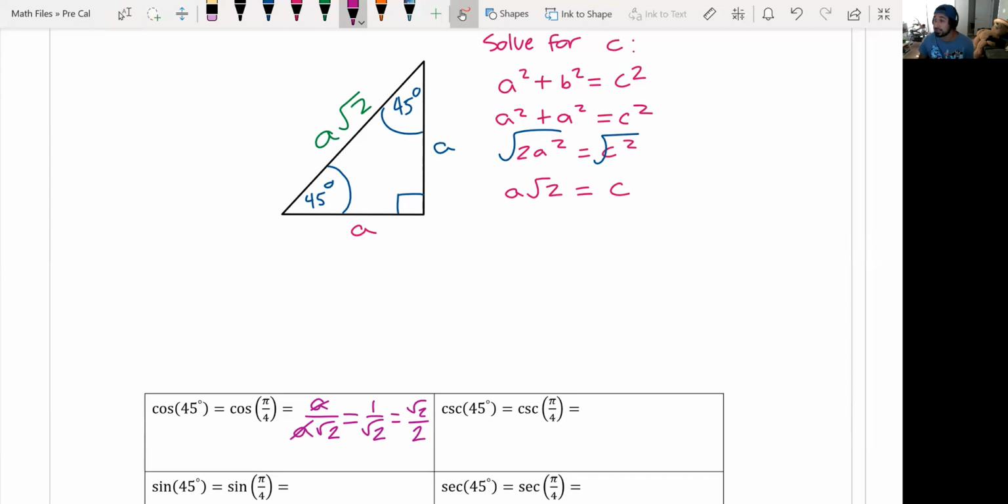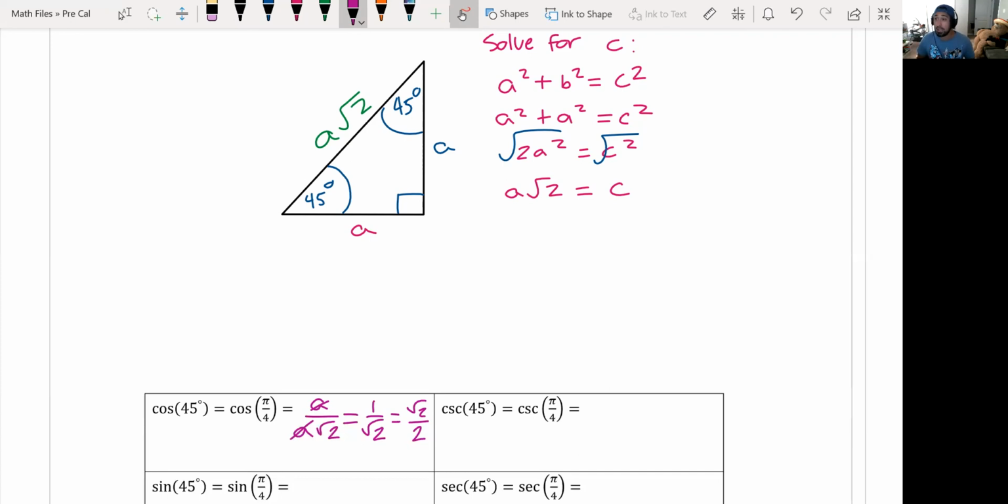Perfect. So this means that the cosine of 45 degrees is the numerical value of the square root of 2 over 2. Plug it in a calculator and you'll see that this is true. If you're doing degrees, make sure your calculator's in degrees. If you're doing radians, make sure your calculator's in radians. But the numerical value of cosine of 45 degrees is square root 2 over 2.